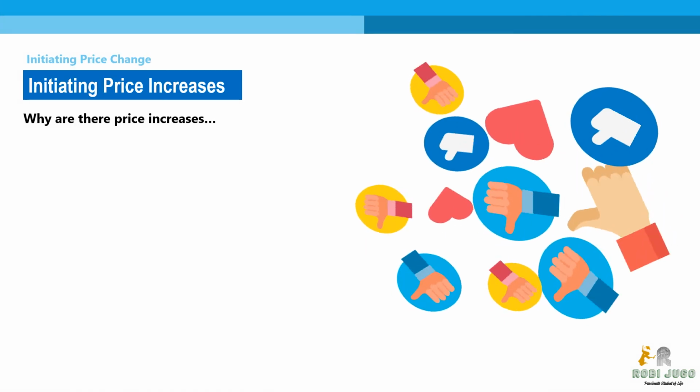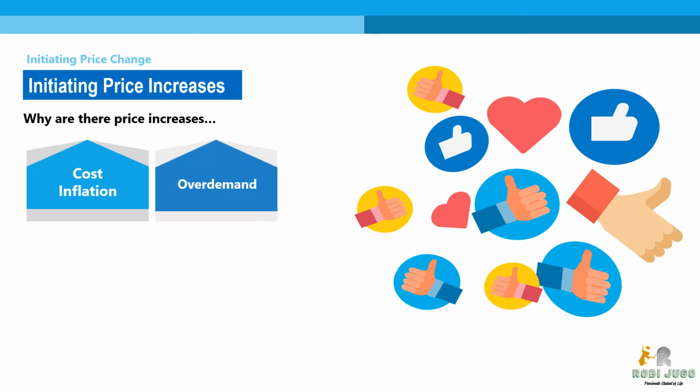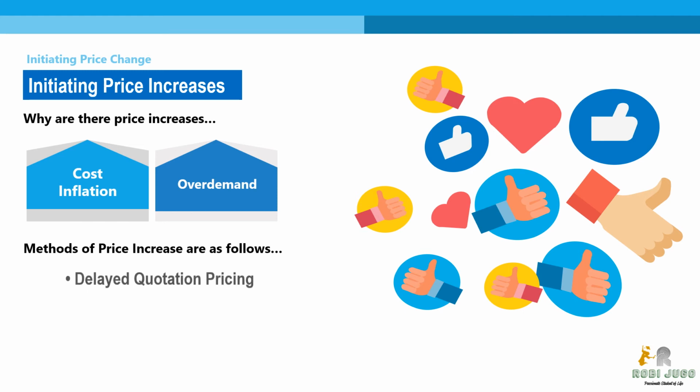The opposite of price cuts is price increases. Why does it happen? It could be due to cost inflation, anticipatory pricing, or possible increase in cost and overdemand. Prices can be increased in various ways. First is the delayed quotation pricing, where the company does not set a final price until the product is finished or delivered. An example is the production of heavy equipment. Next method is the escalator clauses, where the company requires the customer to pay today's price and all or part of any inflation increase that takes place before the delivery.